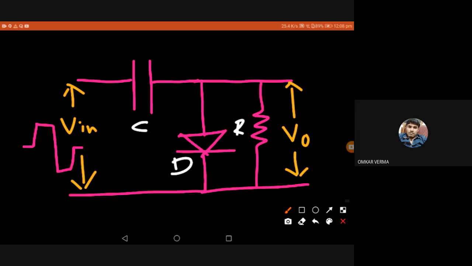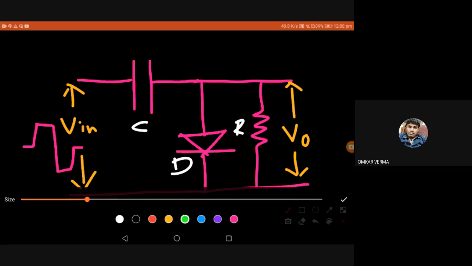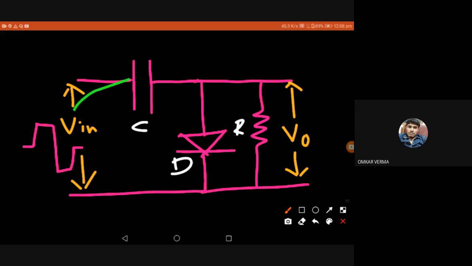We should understand that the resistor and capacitor of the circuit must be chosen in such a way that the time constant RC, as we already discussed, is sufficiently large to ensure that the voltage across the capacitor does not discharge significantly during the interval when the diode is non-conducting. Because when the diode is non-conducting, the capacitor and input are connected to the output, right? When the diode is not conducting, you can see the circuit.